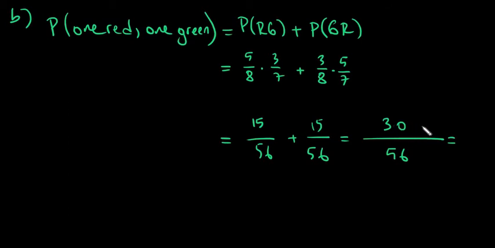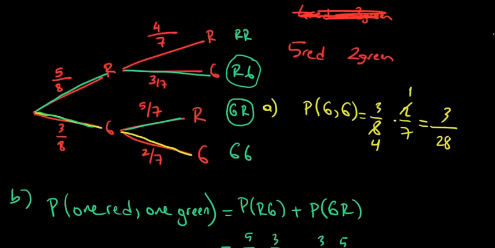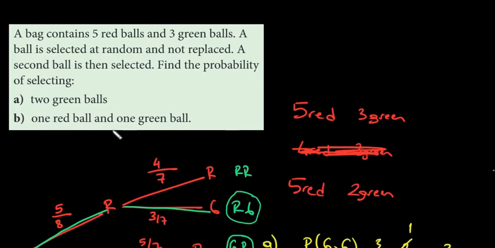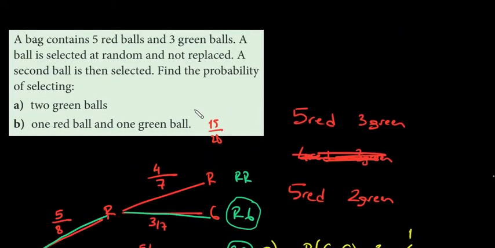30 over 2 is 15, over 56 over 2 is 28. It's going to be the answer to the second question. That means if I want to get 1 red ball and 1 green ball, the probability is going to be 15 over 28. So 15 over 28. What was the answer for the first? It was 3 over 28.